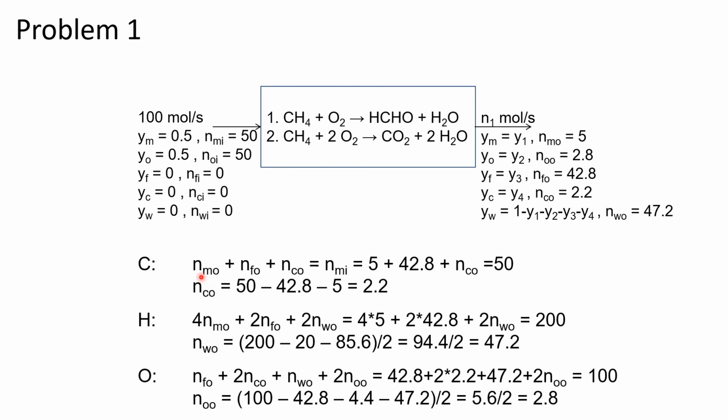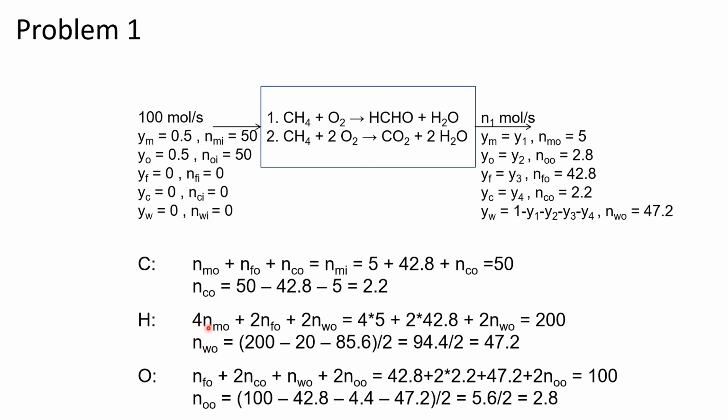So the first, on the left-hand side of the equals, is the flow rate of carbon coming out. We'll set that equal to the flow rate of carbon coming in. Now we know the flow rate of methane out is 5, and formaldehyde out is 42.8. The only thing we don't know is the flow rate of carbon dioxide out. We know that this is all equal to 50, the total flow rate of carbon in. It allows us to solve then for the flow rate of carbon dioxide out. It's 2.2.